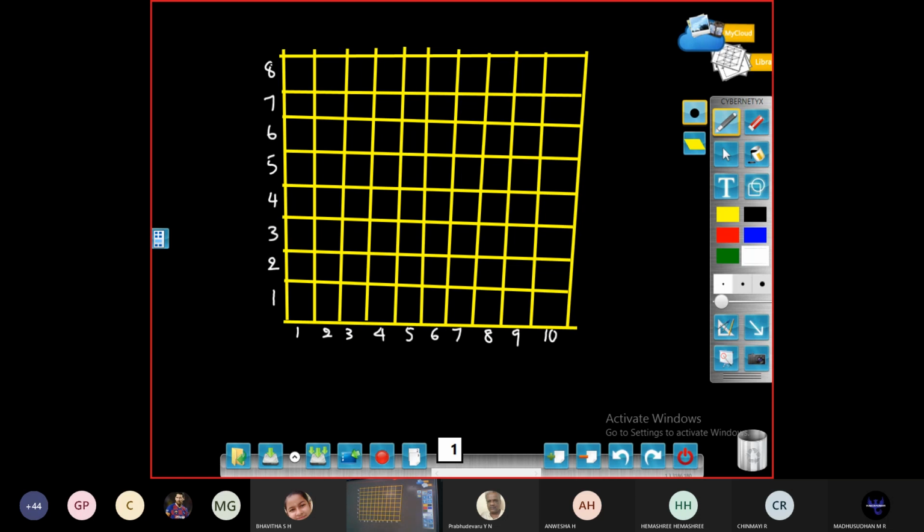Now I am going to locate some position here. This is the position of your seat in the examination, and we want to mention it. Now this is the position where your seat is located. Tell me how to mention this one.